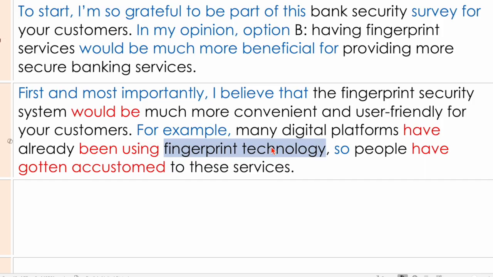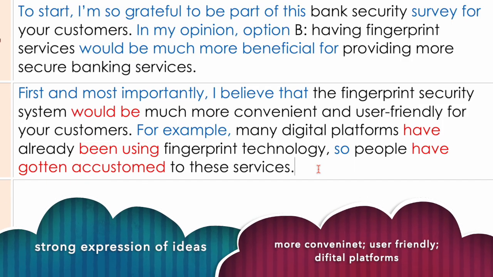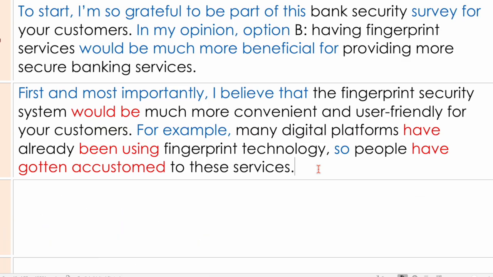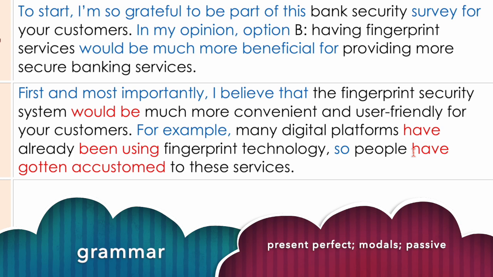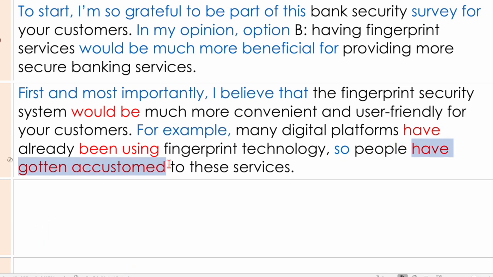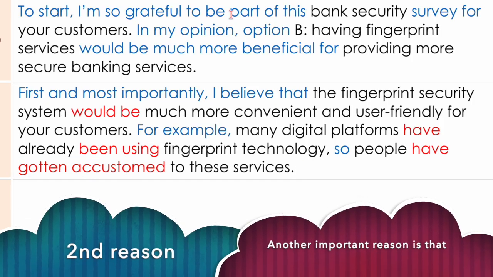So now, about this paragraph, something that I see here which is strong. Well, I see really strong expression for sure. Fingerprint security system, more convenient, user-friendly, digital platforms, fingerprint technology, gotten accustomed. All these are really good words. Now as well, we are using here present perfect continuous and present perfect passive, actually, have gotten accustomed. So strong grammar as well in this point, okay? Very good. So that's one reason. What's my next reason? Let's look.